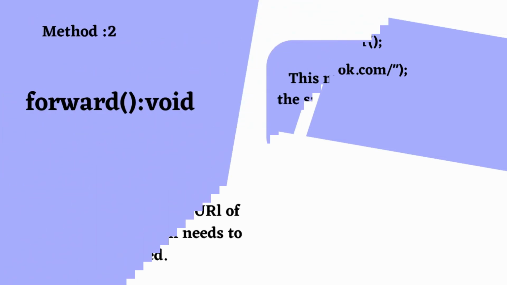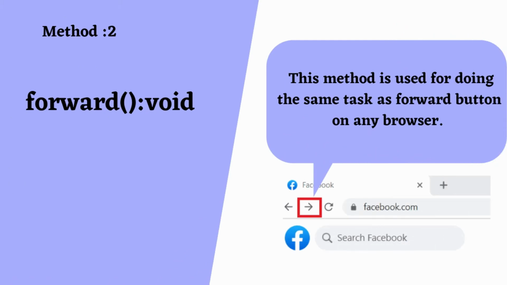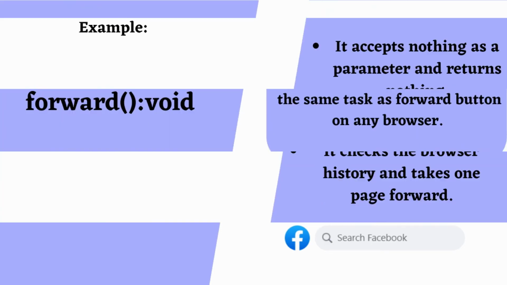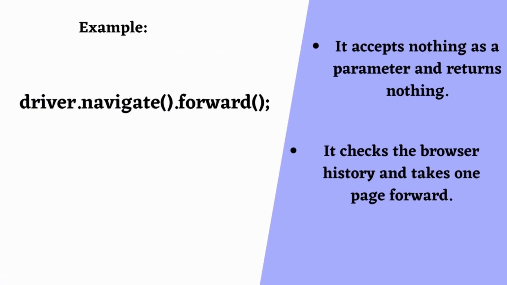Next comes the forward method. This method is used for doing the same task as the forward button on any browser. It accepts nothing as a parameter and returns nothing. The forward method works by checking the browser history and takes one page forward.